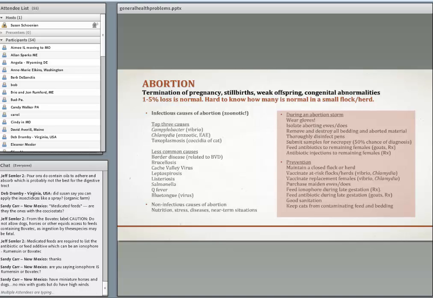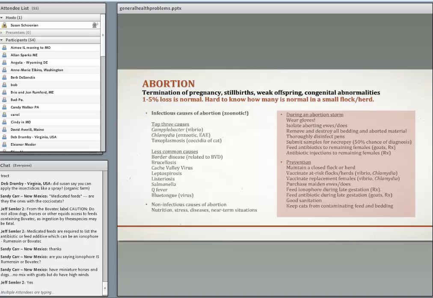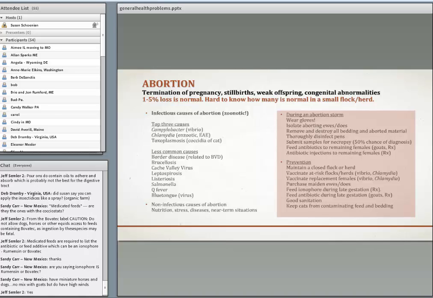The top 3 causes of infectious abortion are Vibrio, chlamydia, and toxoplasmosis. One of the key take-home messages here on abortion is they are zoonotic, meaning they can transmit to people. So any woman that's pregnant just shouldn't be around the lambing and kidding area. Even though the risk is low, it's not worth it. So those are the 3 primary diseases. There's a lot of others that are far less common but possible, and I've got a list of them there.